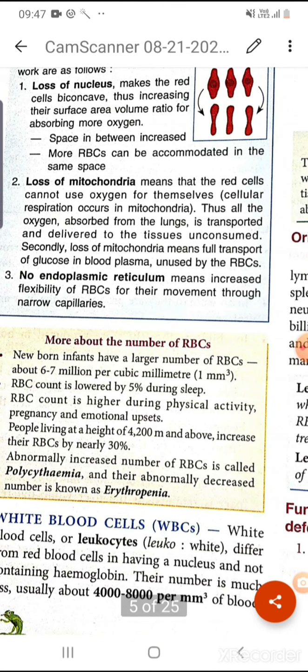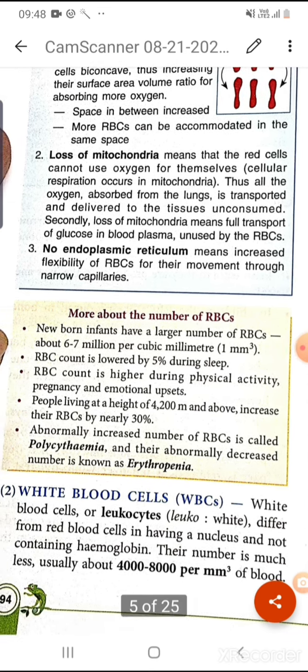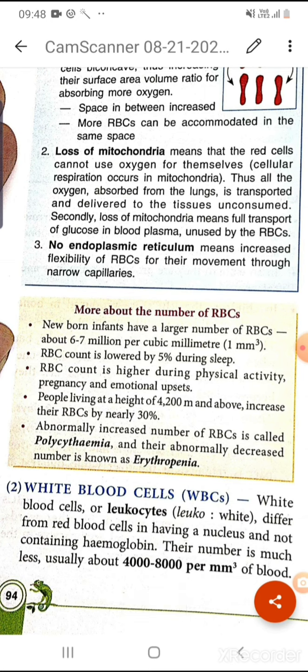Next is the loss of mitochondria. It means the red blood cells cannot use oxygen for themselves, because cellular respiration takes place only in mitochondria. If mitochondria are not present, no oxygen is used for cellular respiration in the red blood cell. Thus all oxygen absorbed from the lungs is transported and delivered to the tissues where it is required. Secondly, the loss of mitochondria also leaves glucose in the blood plasma, which is also not used by RBCs.